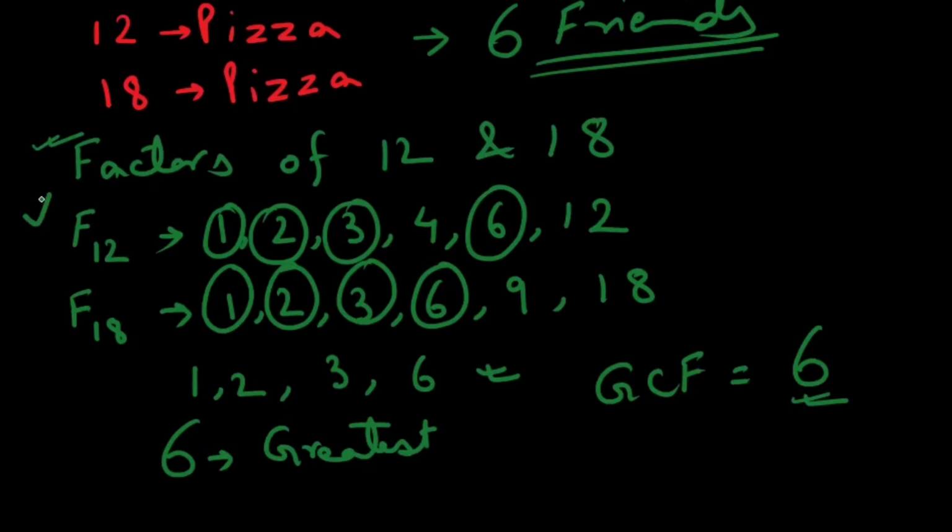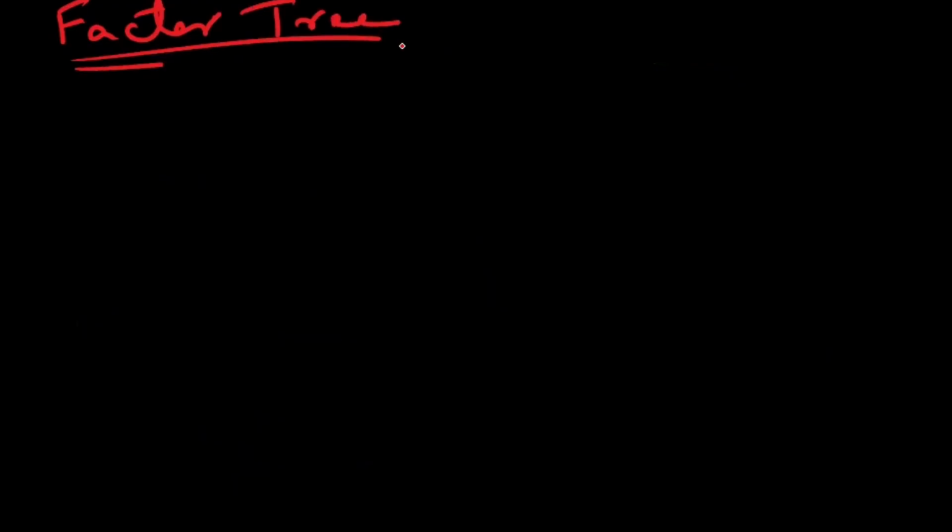This is the first method. Let's check the second method as well. Okay, let's try something called a factor tree. This one I already taught you in our prime factorization topic. Go and check that one also, so you can revise your factor tree: what a factor tree is and how we can find the factors by using it.